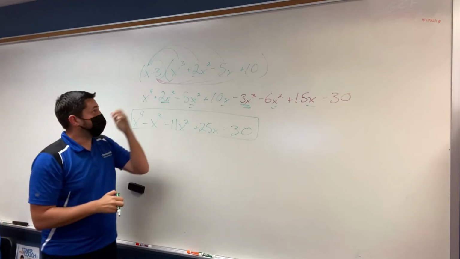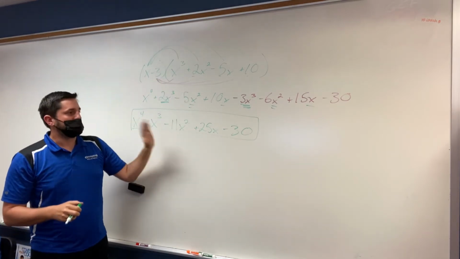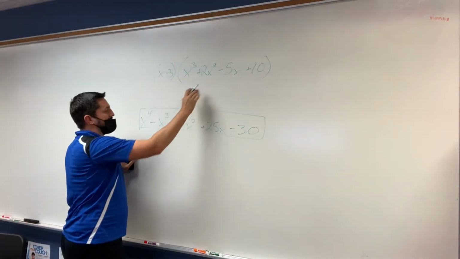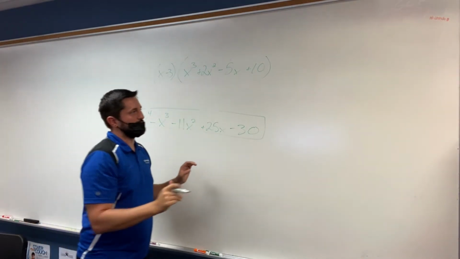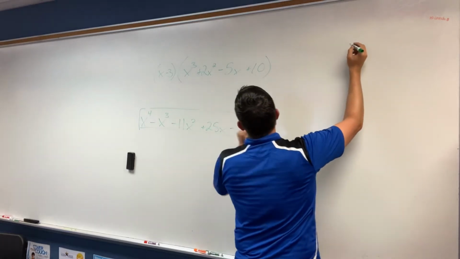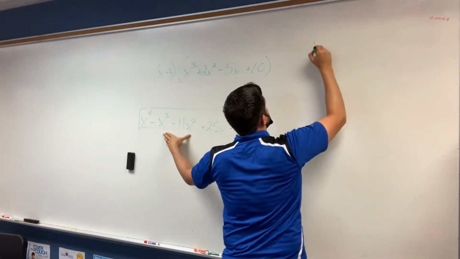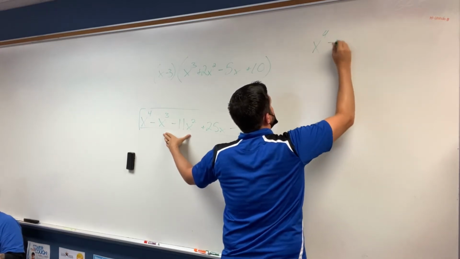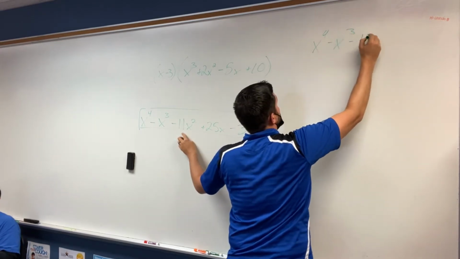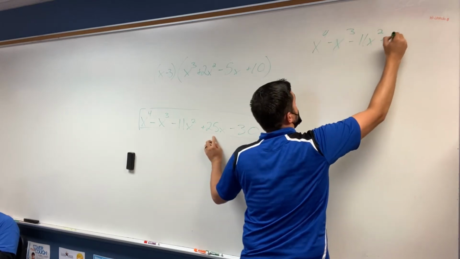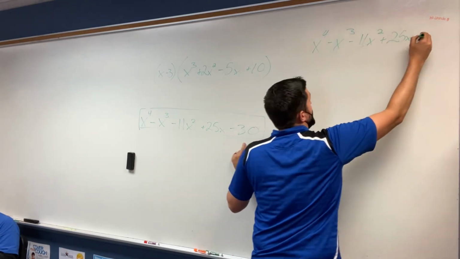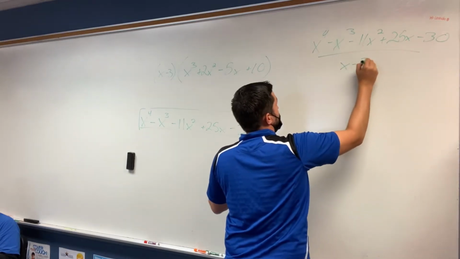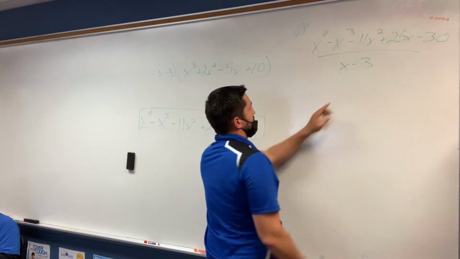Okay, so hopefully you understood what all that was, but this is what I'm going to use now. This times this got us this. Now my question to you is, what if I gave you the question, what is this, which is x to the 4th minus x cubed minus 11x squared plus 25x minus 30 divided by x minus 3. This is the question for today, okay?